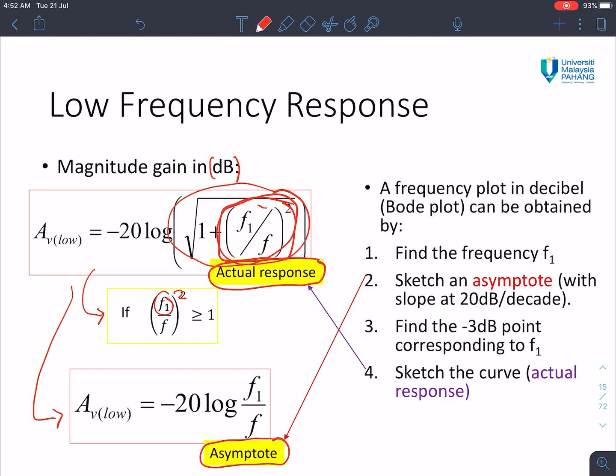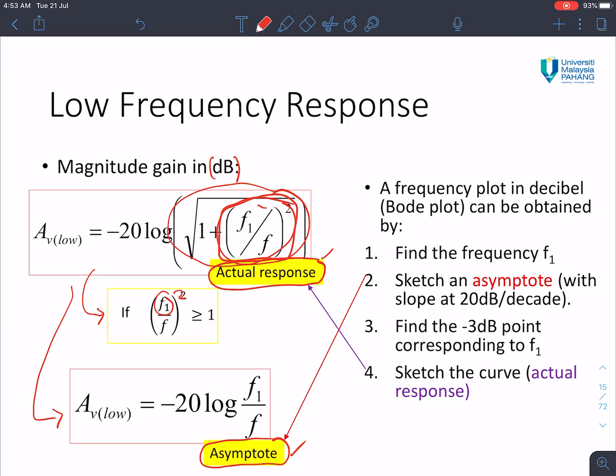What is the asymptote? An asymptote is like a sketch line that we draw for the frequencies that we get. It's difficult to explain here. I will show you later in the example how to get the asymptote, and what is the difference between the actual response and the asymptote. Next we go to the method.